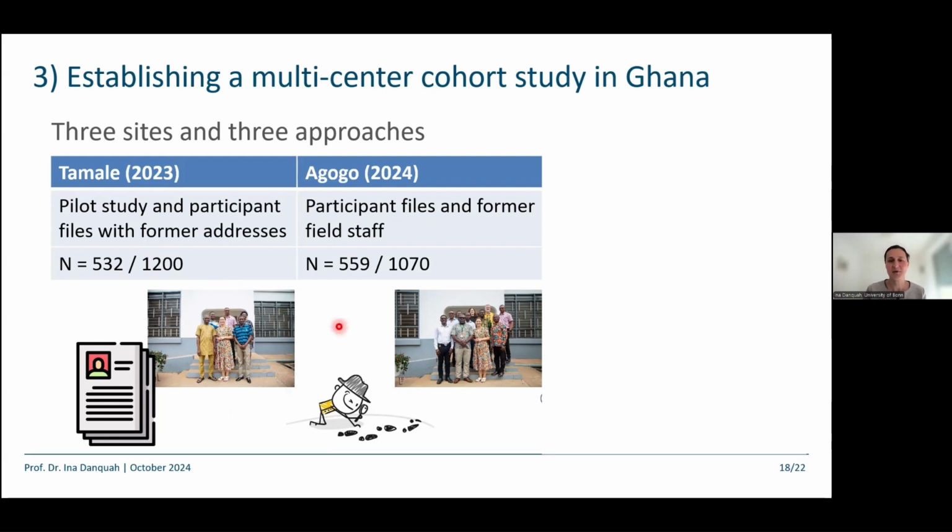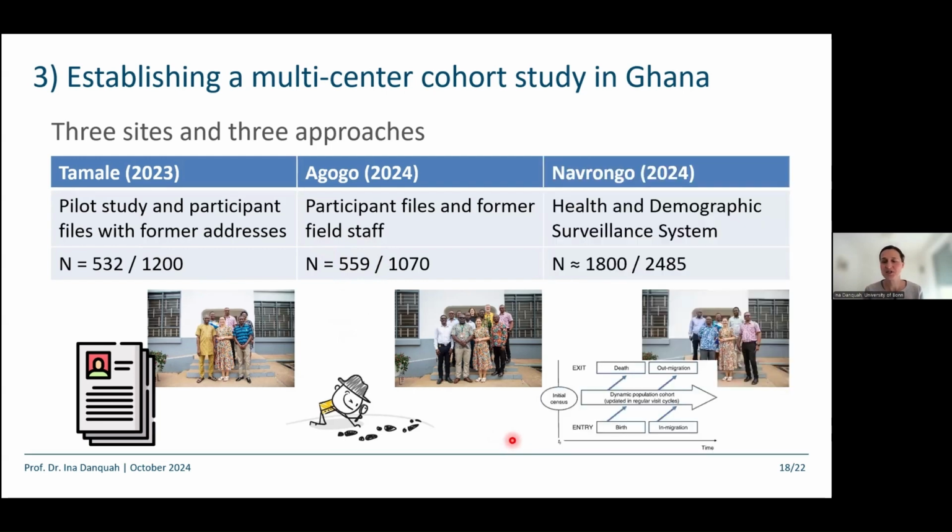And also here, we now got a bit more than half of the former study participants and retrieved them and enrolled them in the follow-up. Now in Navrongo, which is the far north of this country, this was by far the largest study 20 years ago. And this site has a health and demographic surveillance system, so has regular contacts to their former study participants.